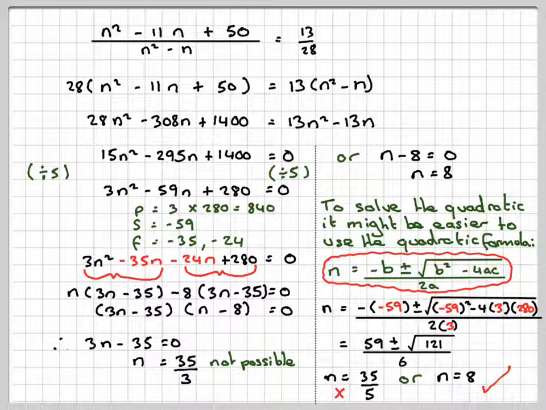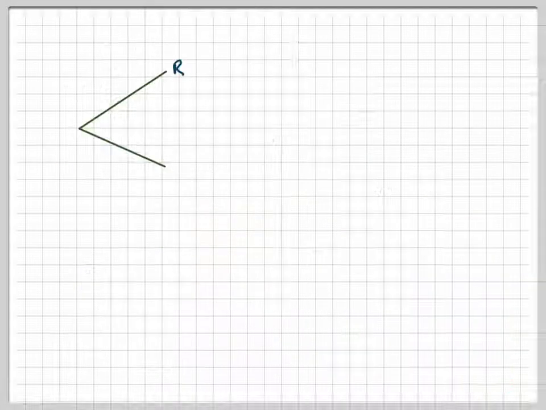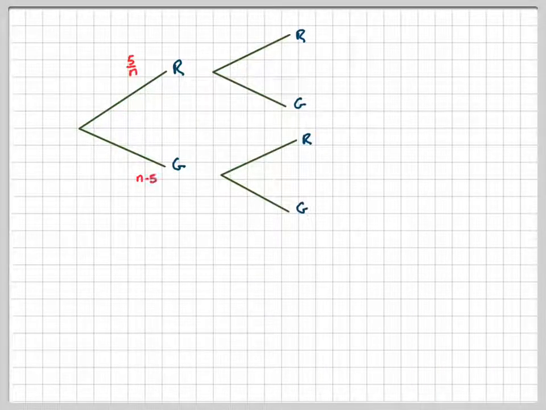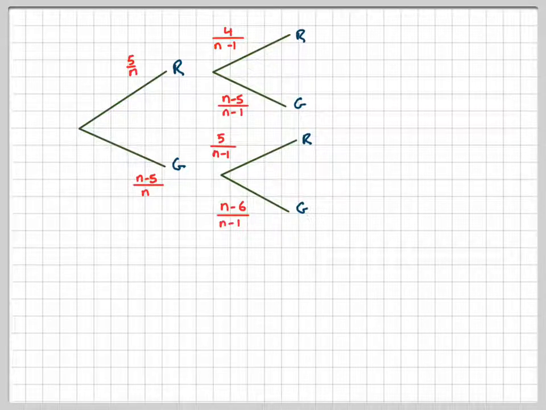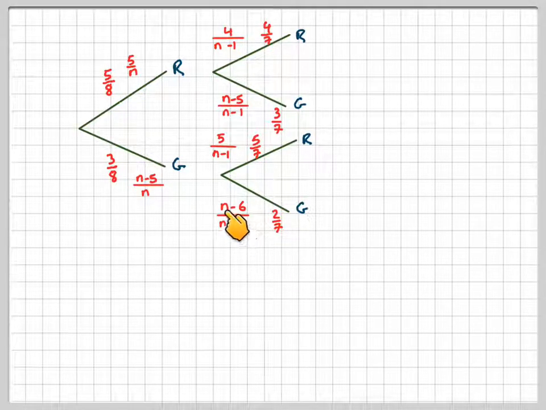We found the total number of balls in the bag, but we haven't actually found the number of green balls, which is what the question asked for. Okay, so we go back to this. We know that n is 8, so we put in the numbers 5 over 8, 3 over 8, 4 over 7, 3 over 7, 5 over 7, 2 over 7. You get these numbers by making n equal to 8.